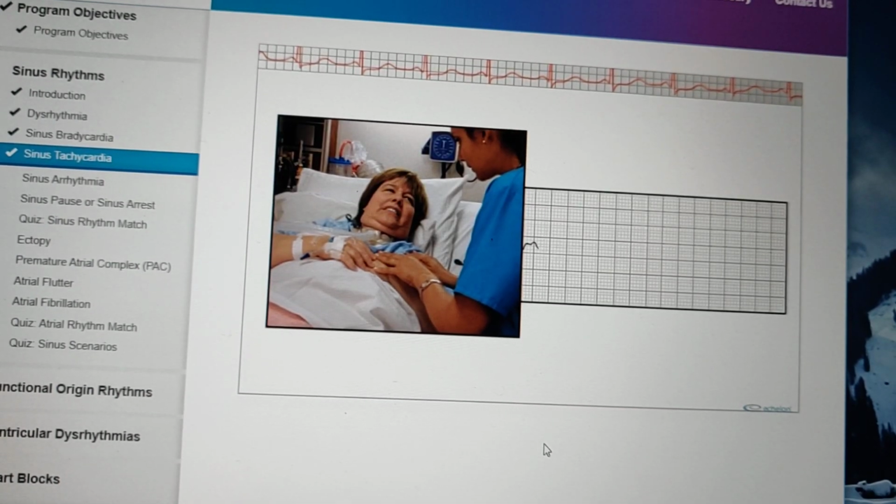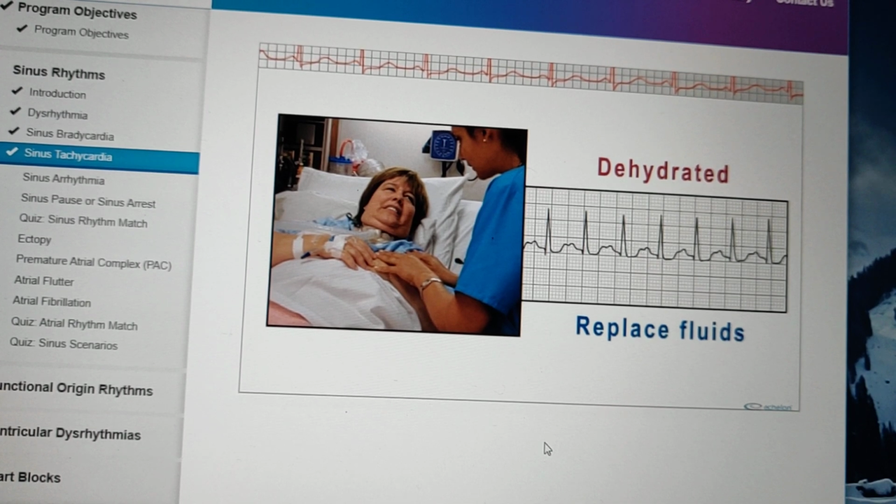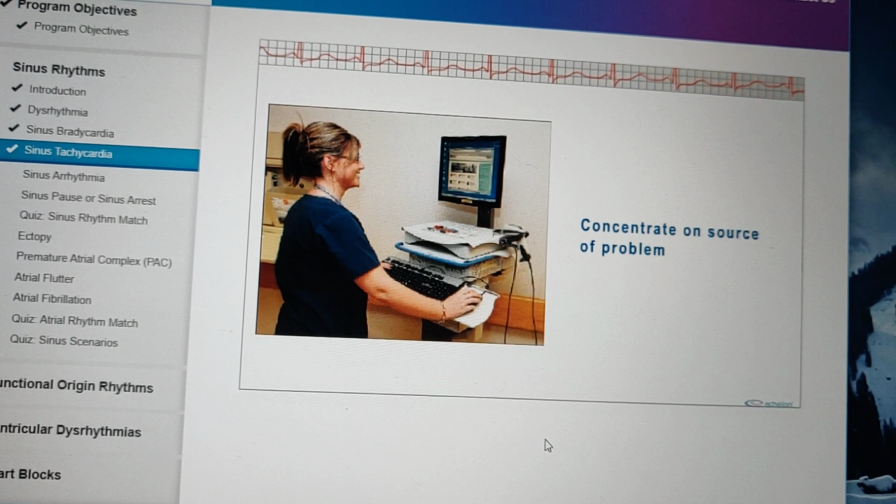For example, if the patient is in pain, relieve the pain. If they are dehydrated, immediately replace fluids, and so on. After those symptoms are taken care of, you can concentrate on the source of the problem.